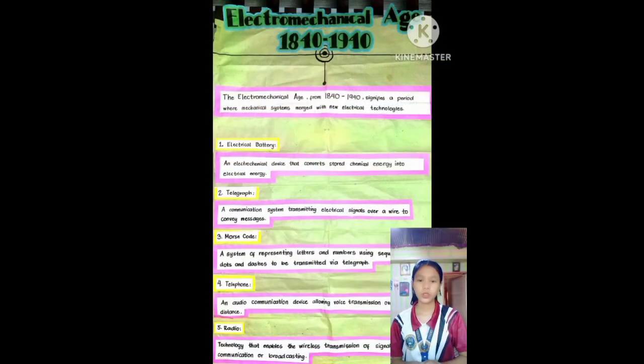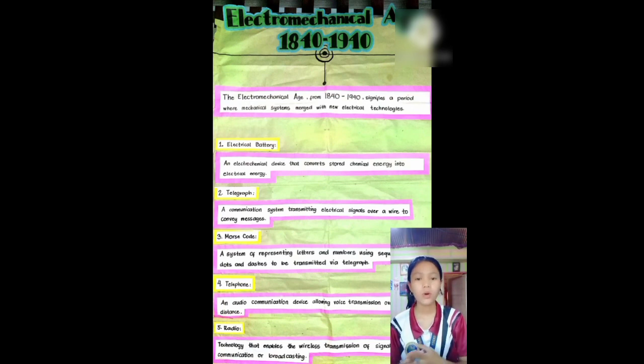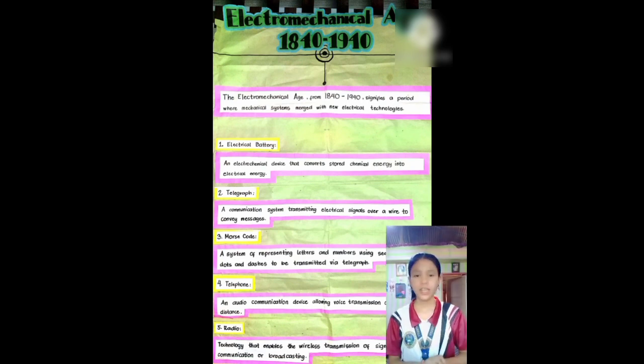And now let us move on to the electromechanical age. During the time of the electromechanical age, between 1840 and 1940, we are getting close to some technologies that resemble modern day technology, or in other words, it signifies a period where mechanical systems merge with new electrical technologies. During this era, many revolutionary technologies were invented that led to modern information technology systems.